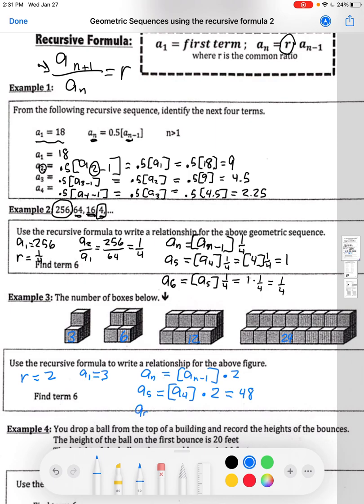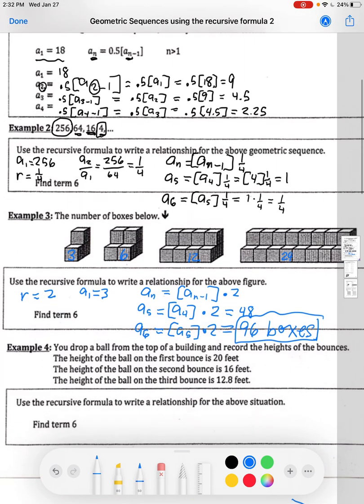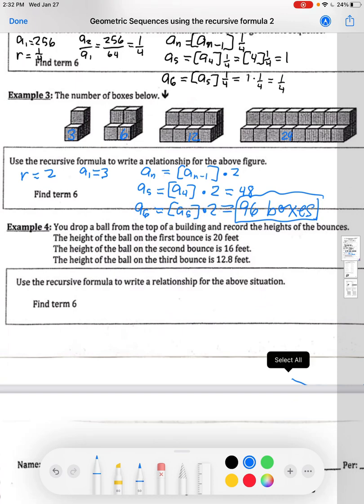Let's keep going. A6 is going to be A5 times 2, which will be 96 boxes. Good. All right. There's our answer. We'll do the last example, and then we'll go ahead and look at one of the graphing problems just to make sure that we understand how to do that.